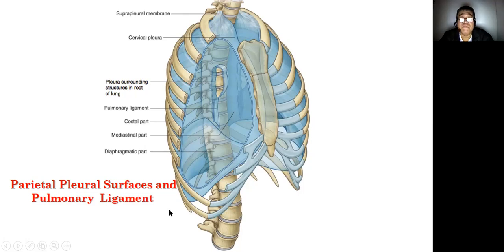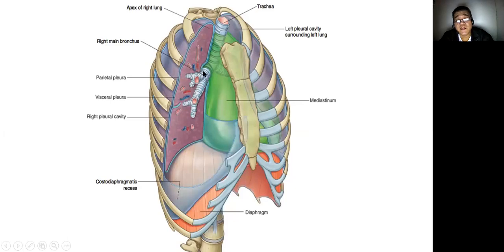This is the diagrammatic representation of the lining of the pleura, which is made up, as we mentioned a while ago, of two layers: the parietal pleura, the one that lines the inner surface of the pleural cavity, and the visceral pleura.